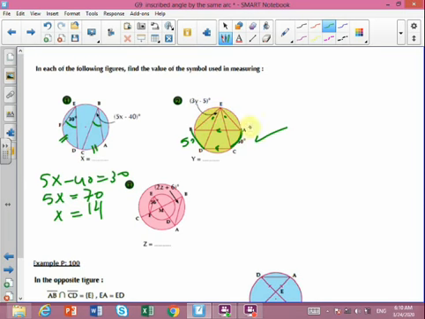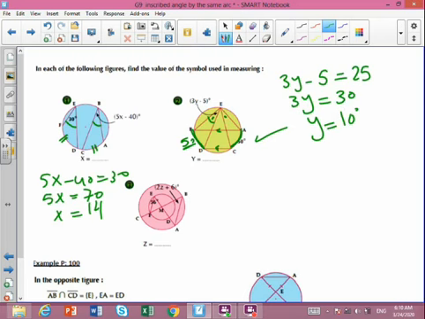Okay, but equal to what? The inscribed angle is not equal to the measure of the arc. It will be equal to half the measure of the arc, because the measure of the arc equals the central angle and the inscribed angle equals half the central. So 3y minus 5 will be equal to half the measure of the arc, which is 25. So 3y equals 25 plus 5, which equals 30. So y will be 10 degrees. Okay, so y equals 10.